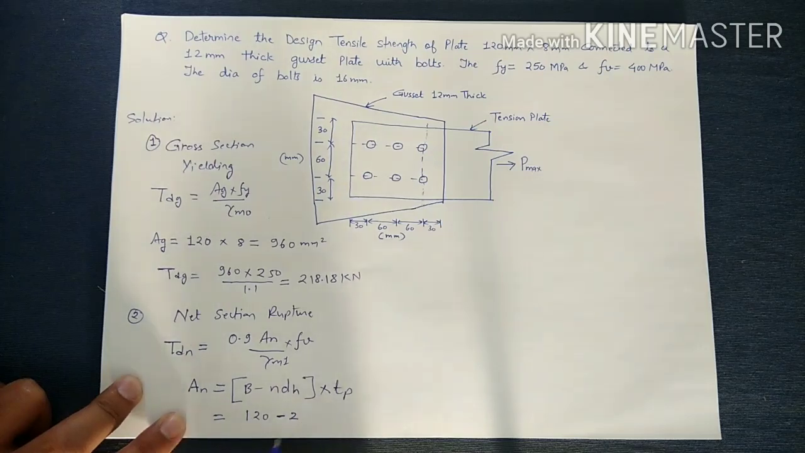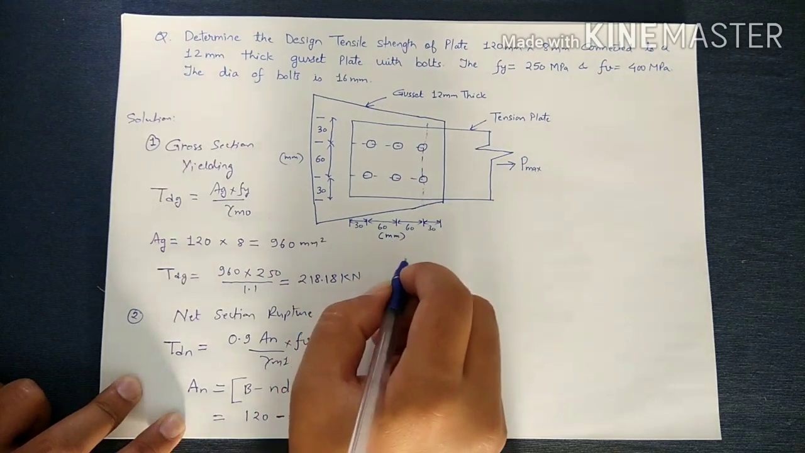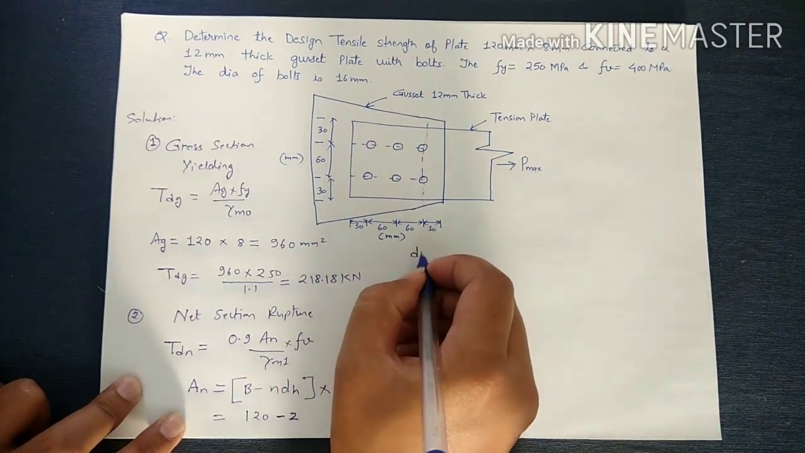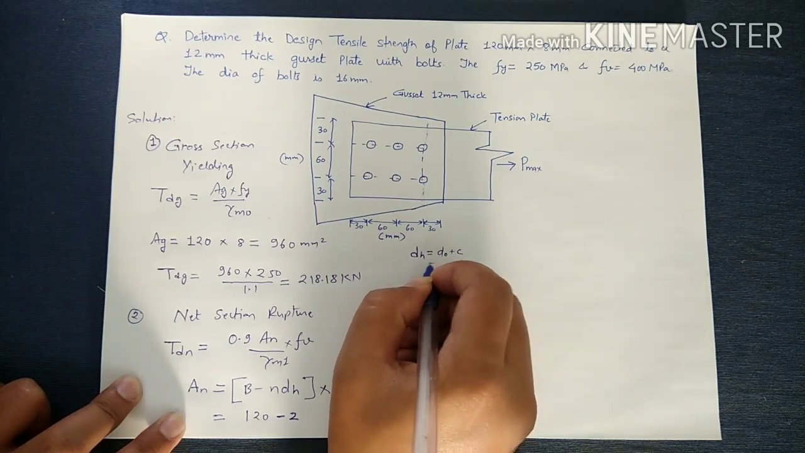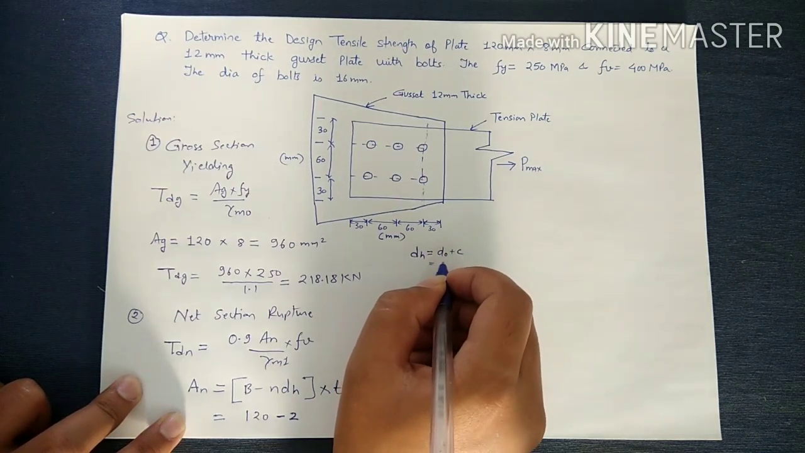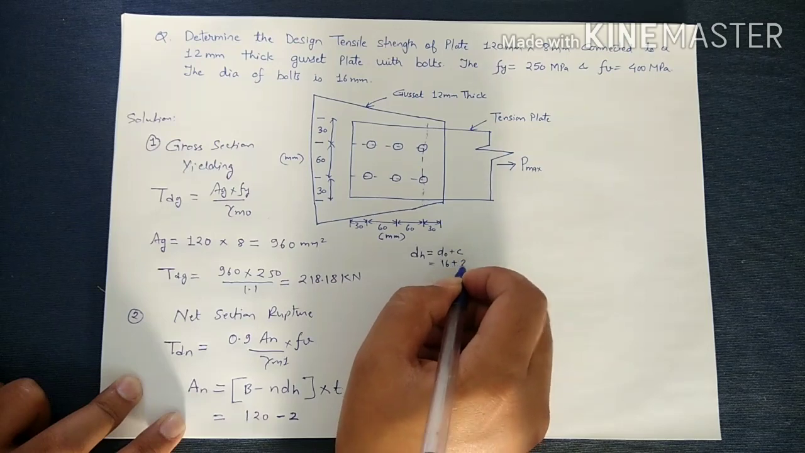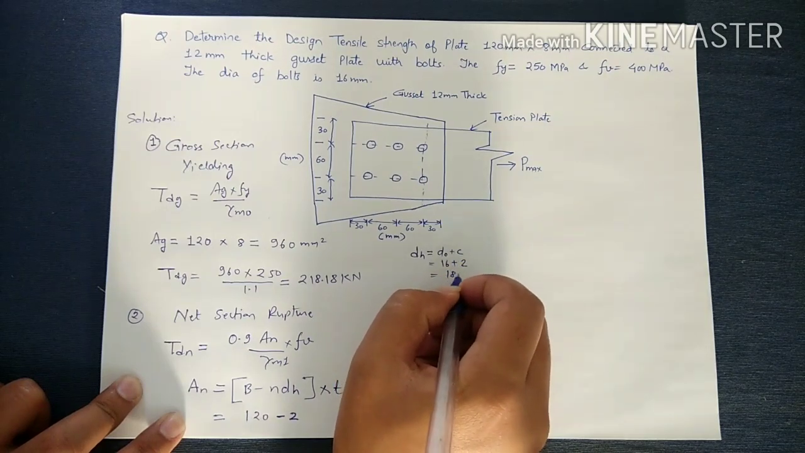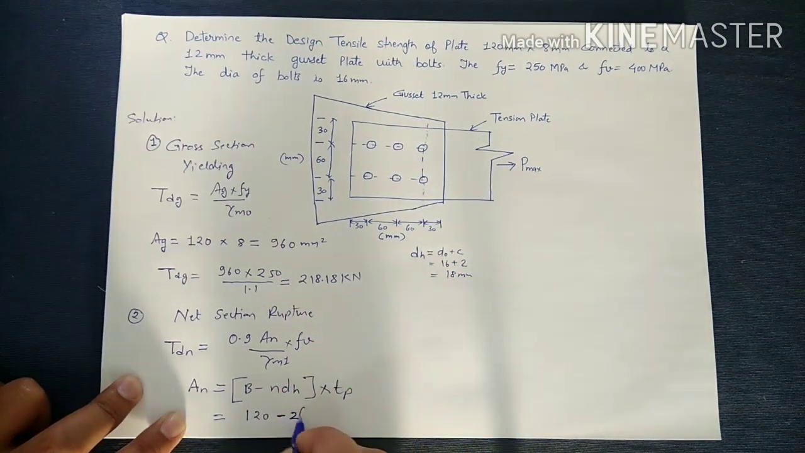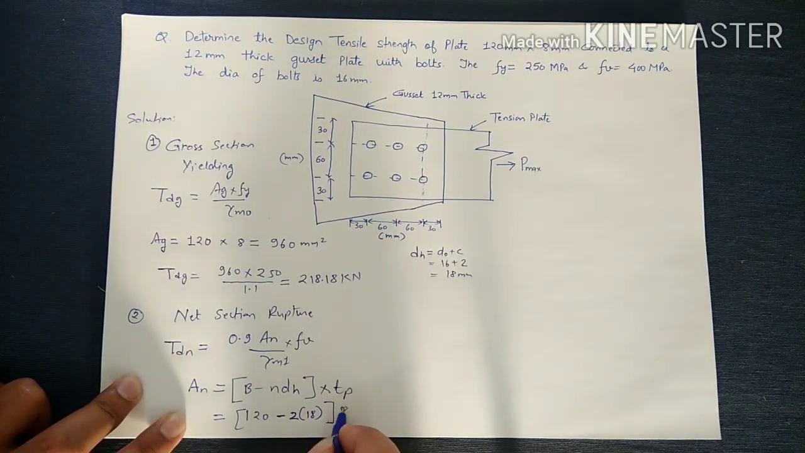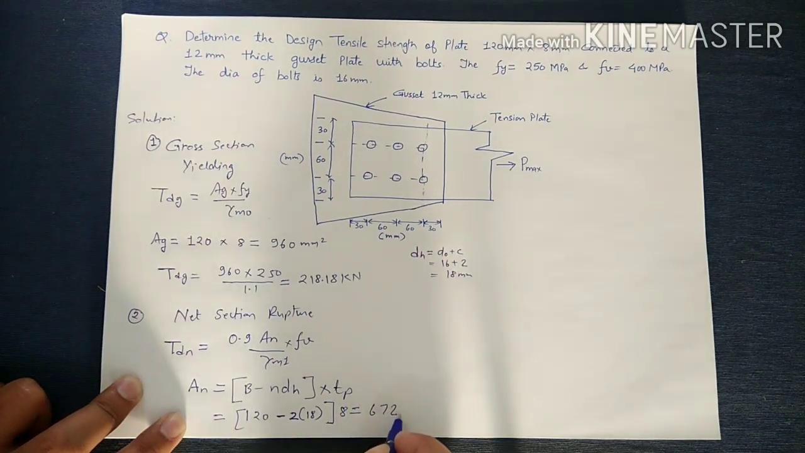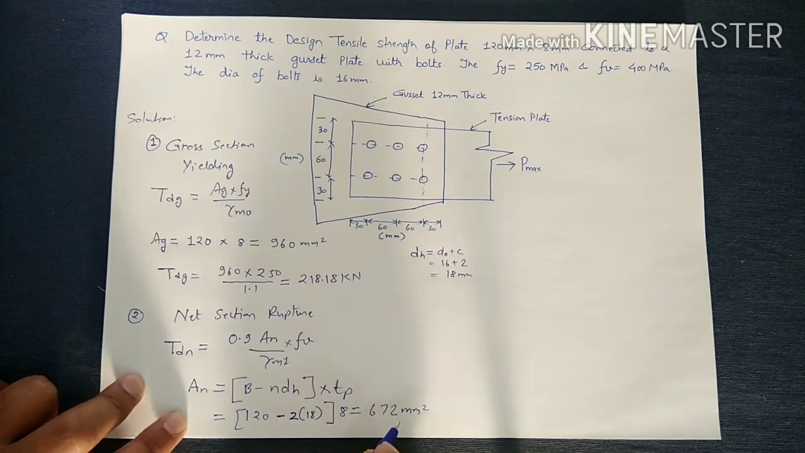Now DH, as I have told you earlier, is your diameter of the hole, which is equal to nominal diameter plus clearance. Nominal diameter of the bolt is given as 16 plus clearance is 2, so 18 mm. So 18, and thickness of plate is 8. On solving this, we get 672 mm square.